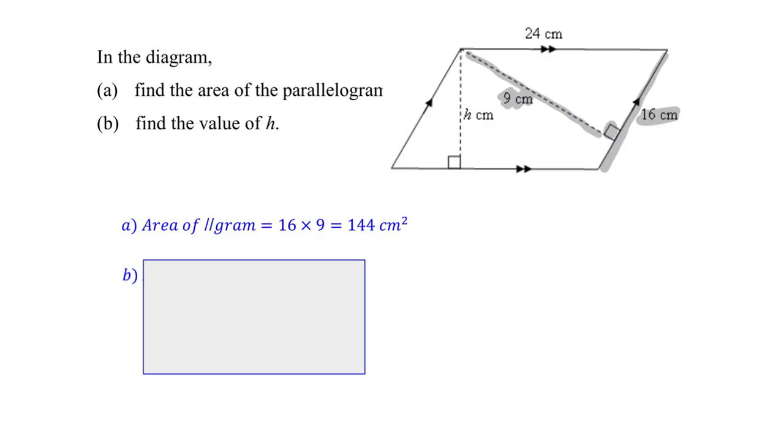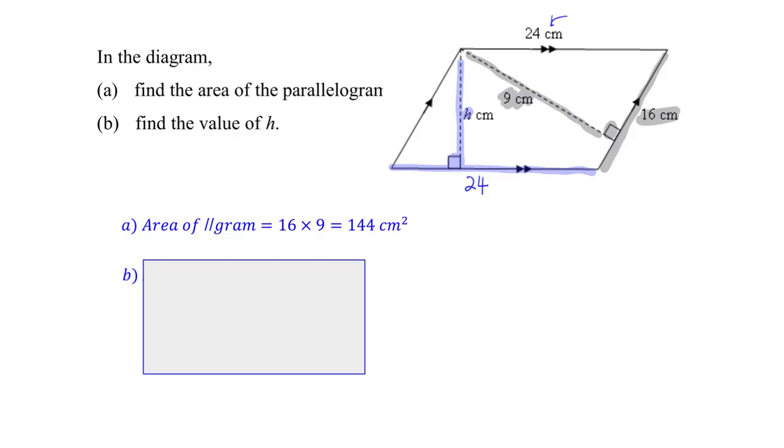Now, in order to find the value of h, I need to know the area, which is 144. Why? Because this h is also 90 degrees to this, and since I know the sides of this parallelogram, this is 24.